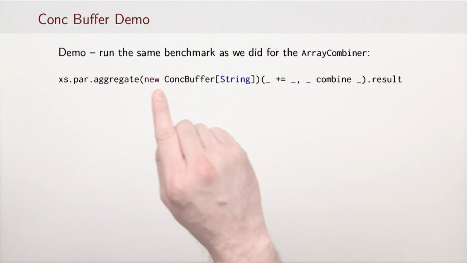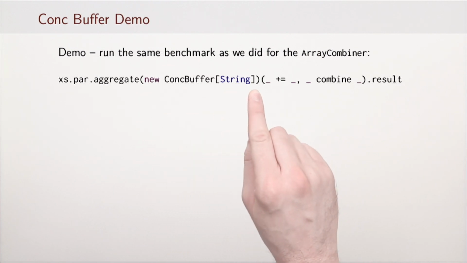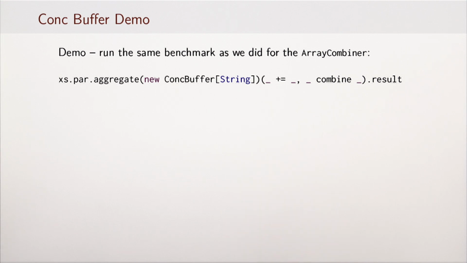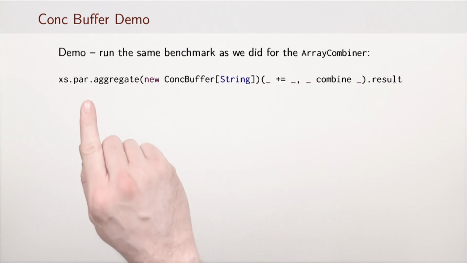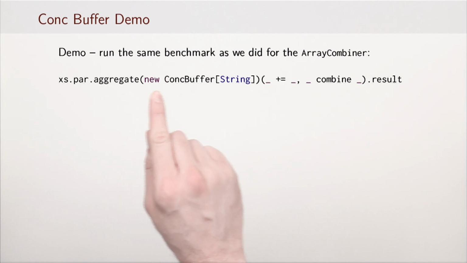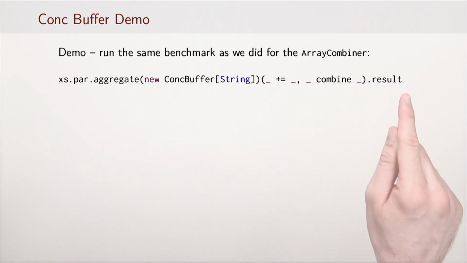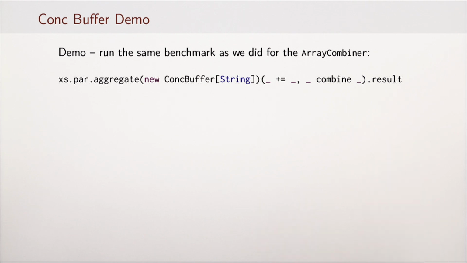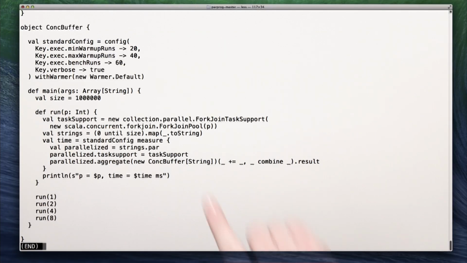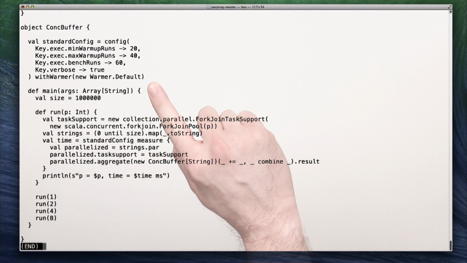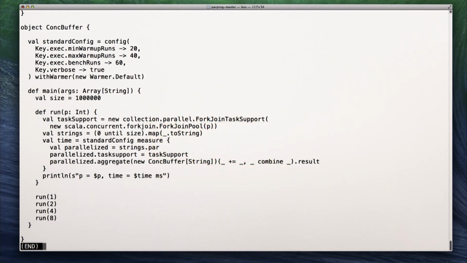To test the performance of the conc buffer, we will use it in exactly the same benchmark as we used array combiners in. We will copy the contents of a sequence in parallel using the aggregate method and then output the result. We first create a custom scalameter configuration. In the main method, we declare the size of the conc buffers to be 1 million elements, and then we call the nested run method 4 times with different parallelism levels 1, 2, 4, and 8.